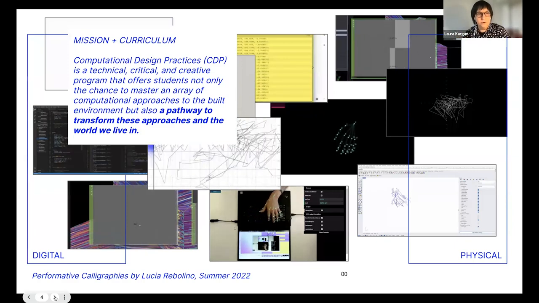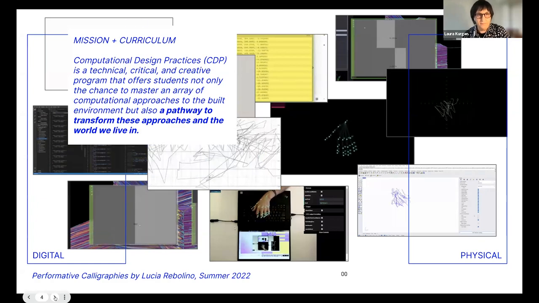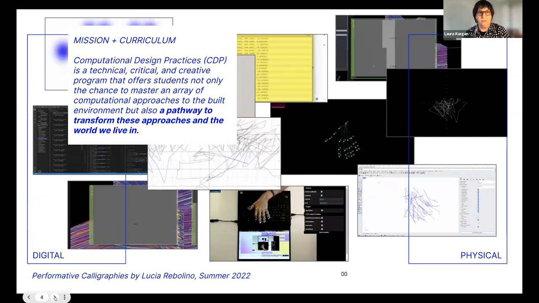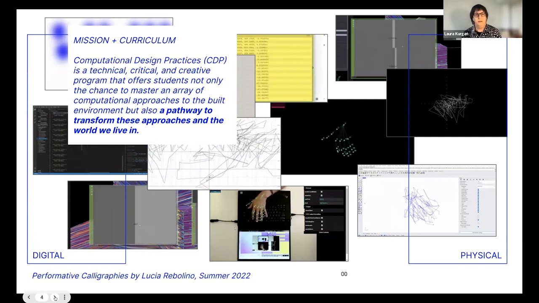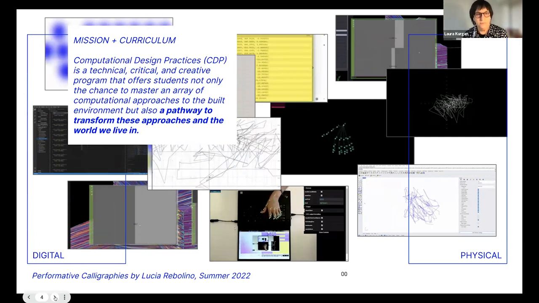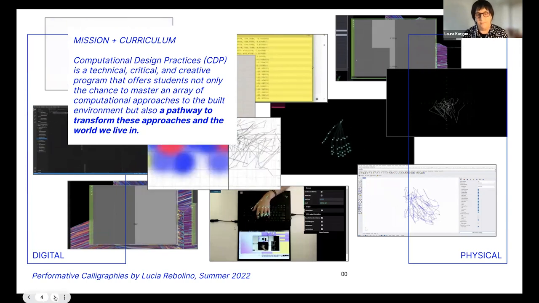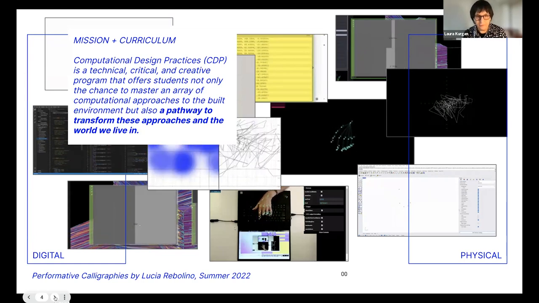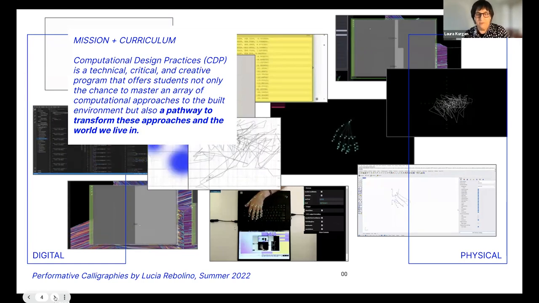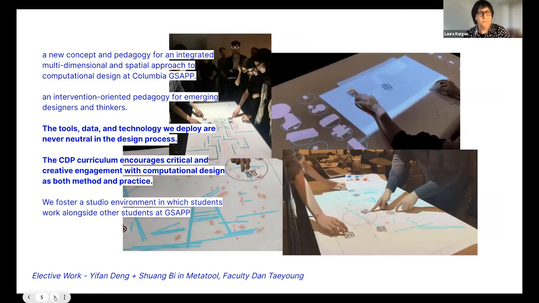And we call it a technical, critical, and creative program that offers students not only the chance to master an array of computational approaches to the built environment, but also a pathway to transform these approaches and the world that we live in. We all have the understanding that computation has done a lot of good and a lot of harm in the world, and we are very aware of this as we approach what we do.